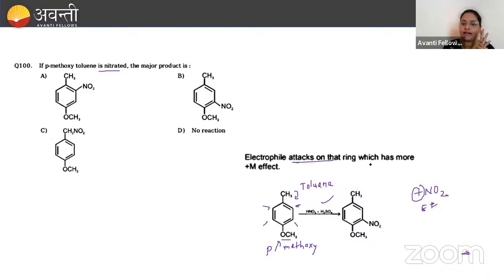So this electrophile attacks the ring position which has more plus M effect. So where does the plus M effect apply? The NO2 goes at the meta position. So that's why the NO2 which comes at the meta position will be the good option, the major product formed here. So for this problem the answer will be this: the NO2 present at the meta position will be the major product formed here. Right? Any doubt in this?